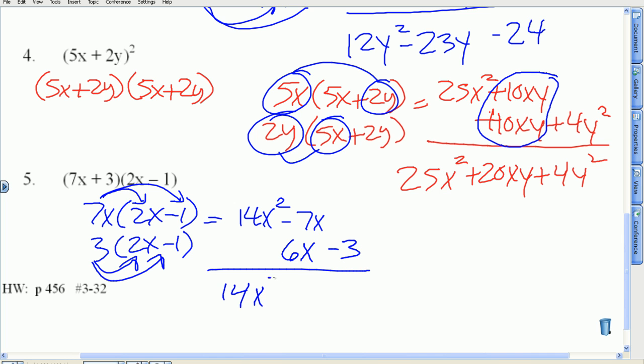14x squared, negative 7 plus 6 is negative 1. And we have completed this problem. That 1 in front of the x is optional, not required. 14x squared minus x minus 3 is the same thing.